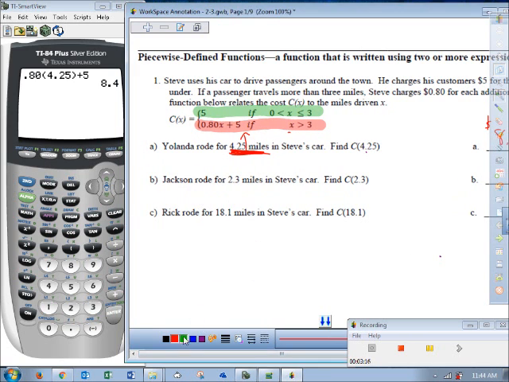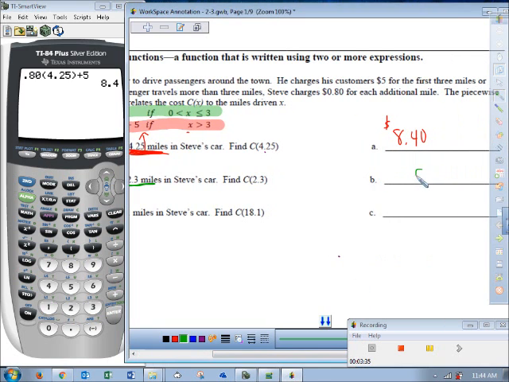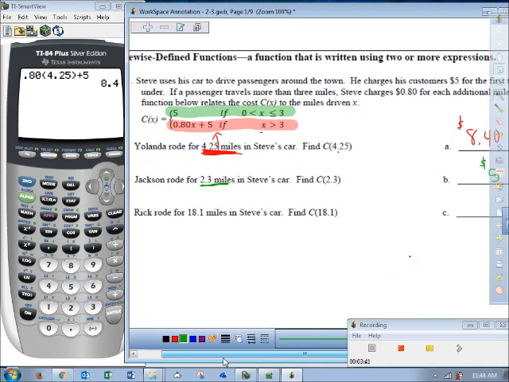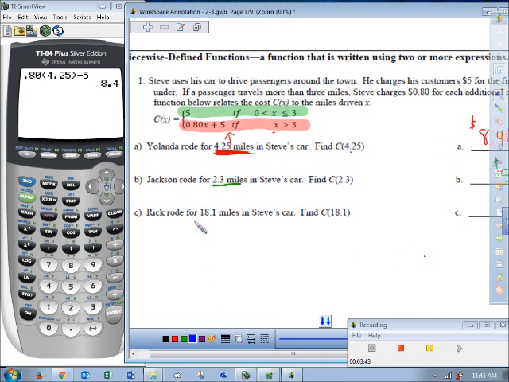So Jackson, he rode for 2.3 miles. And is he in the green piece or is he in the red piece? Well, since 2.3 is between 0 and 3 in this green zone right here, it's going to cost him this much, so you'd put 2.3 in for x. Well, there is no x because the price of that ride is always $5. That's within the first 3 miles of that situation, so it's going to cost Jackson $5 to ride that ride.